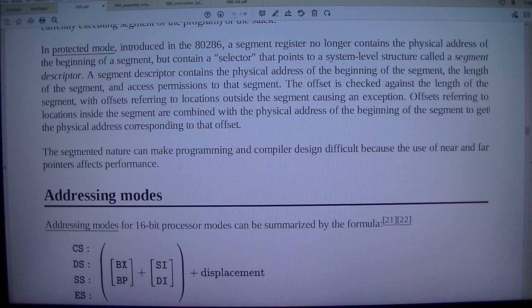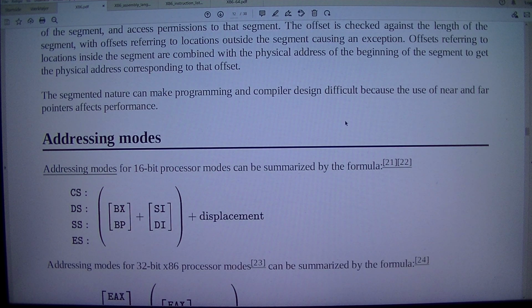Offsets referring to locations inside the segment are combined with the physical address of the beginning of the segment to get the physical address corresponding to that offset. The segmented nature can make programming and compiler design difficult because the use of near and far pointers affects performance.